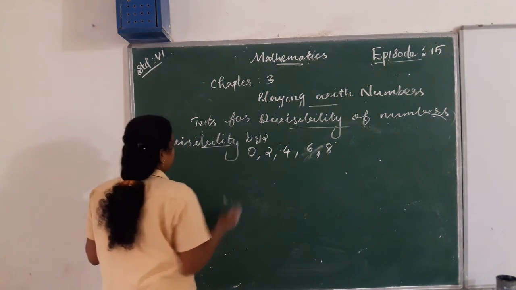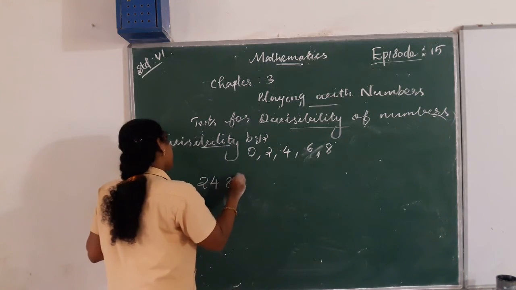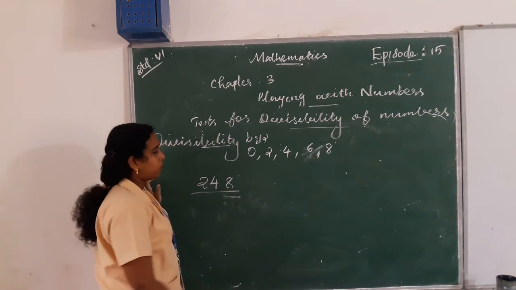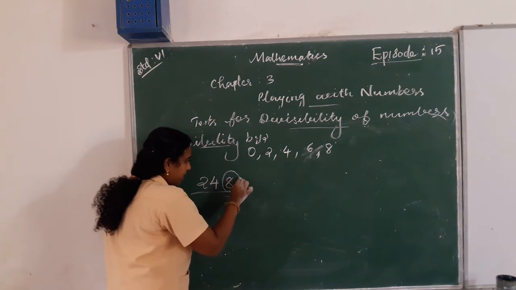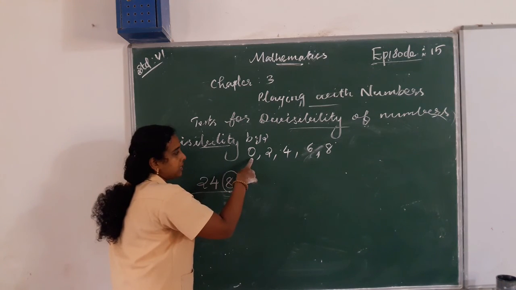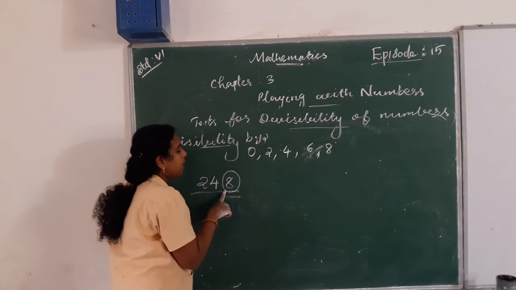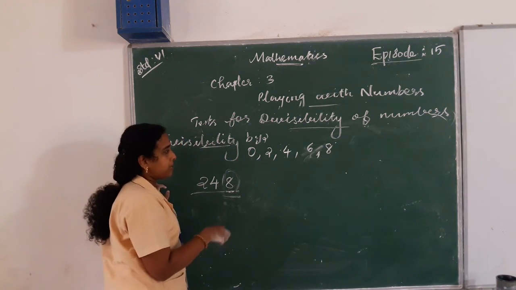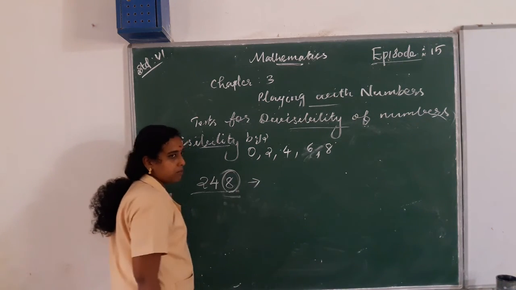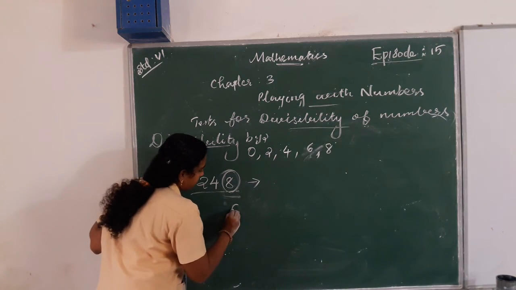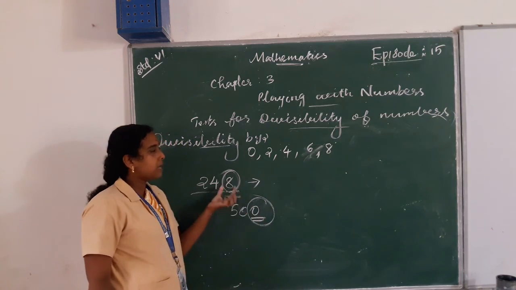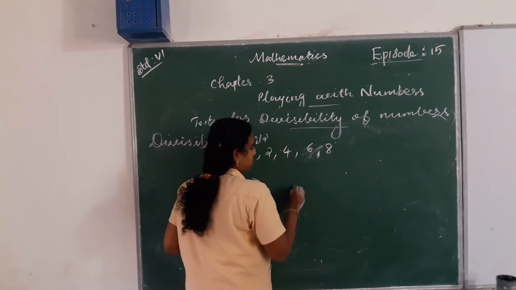For example, 248. Is this number divisible by 2 or not? We just look at the ones position, its units place. 8 is in the units place. If the digits 0, 2, 4, 6, 8 are in the units place, then that number is divisible by 2. Here 8 is at the unit place, so 248 is divisible by 2. And another example, 500. Here 0 is at the unit place, so this number is also divisible by 2.